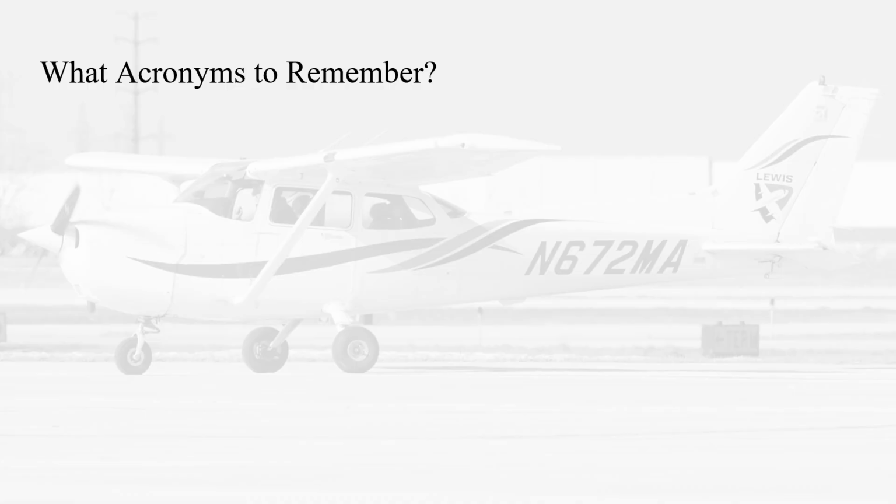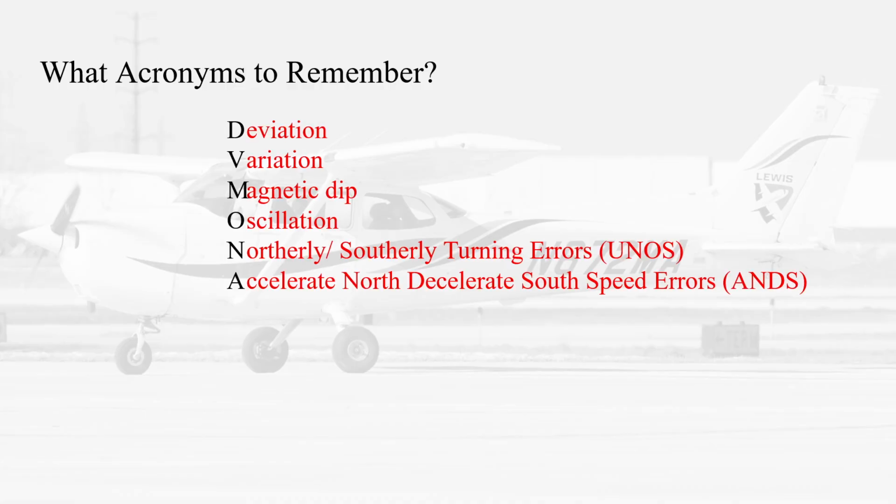So what are going to be the acronyms that we will remember for the magnetic compass errors? Well, there's only one, and it's DV-MONA. It goes over deviation, variation, magnetic dip, oscillation, northern southerly turning errors known as UNOS, and accelerate north, decelerate south speed errors known as ANDS.